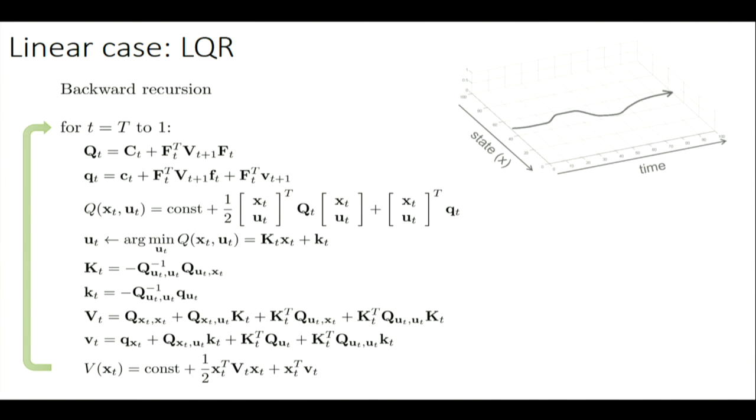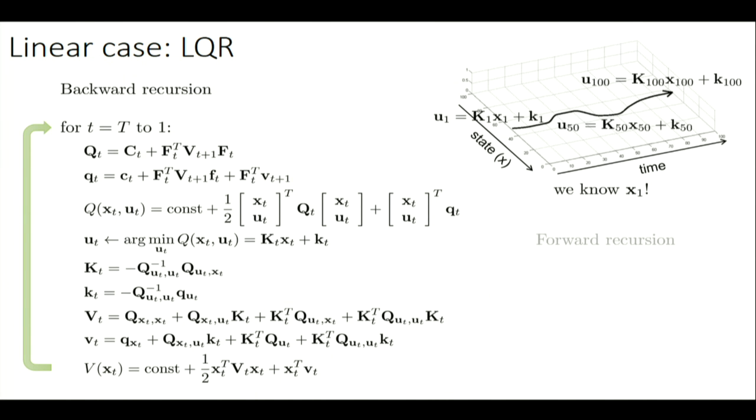And then we repeat. So now basically we start at the end, and we compute the action as this linear function of the state at every time step going backwards until we get to the very first time step, where we have the very first action as a linear function of the very first state. And the very first state is known. So we actually now have the very first action.